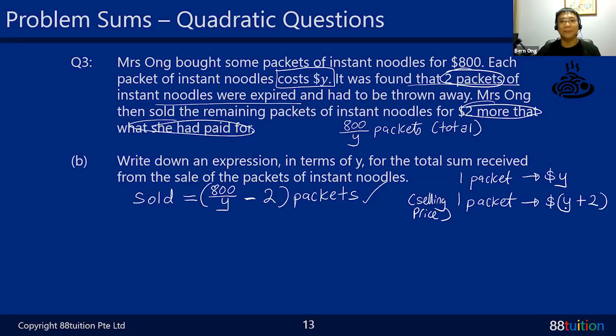Can you see? All right. So for 1 packet, the cost is Y dollars. If you want to sell at a profit, it's Y plus 2.